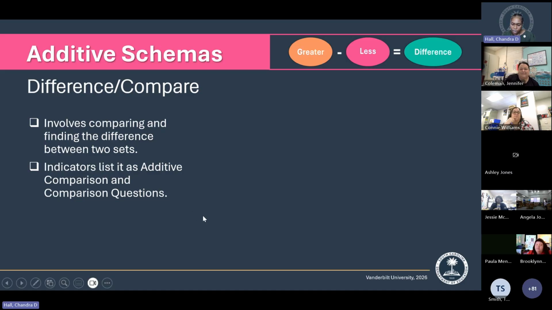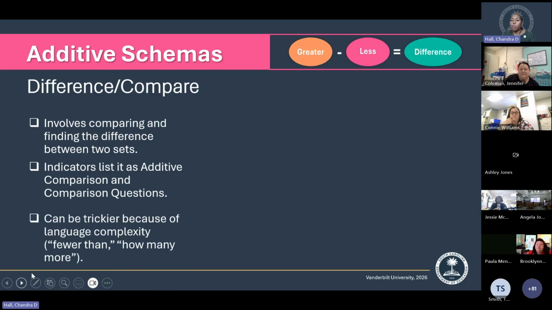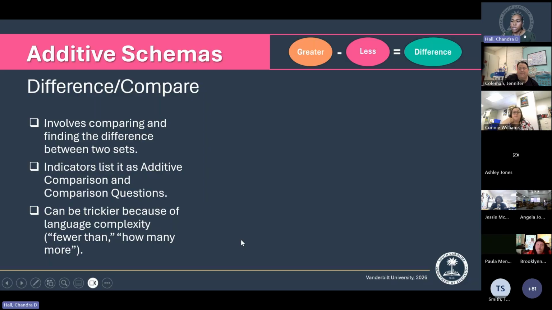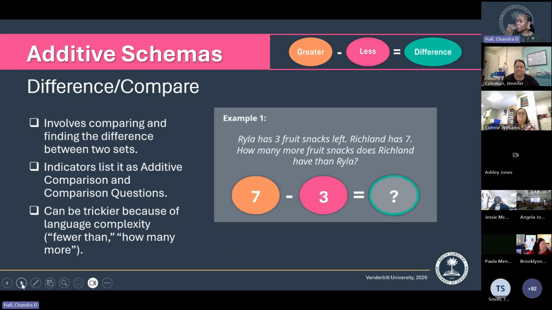Okay, some of the language when it comes to comparisons can be tricky, which is why we wanted to hold off on introducing it to the kids. The fewer than, the how many more. I know so many of you know those struggles. We're trying to teach the kids what how many more means, you know, how many extra. So that is why it's something that we typically will say for second grade. Let's look at some examples of those.